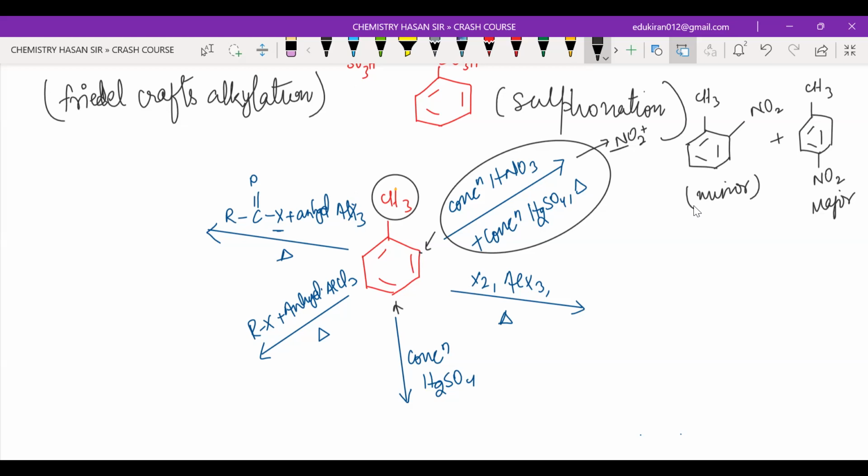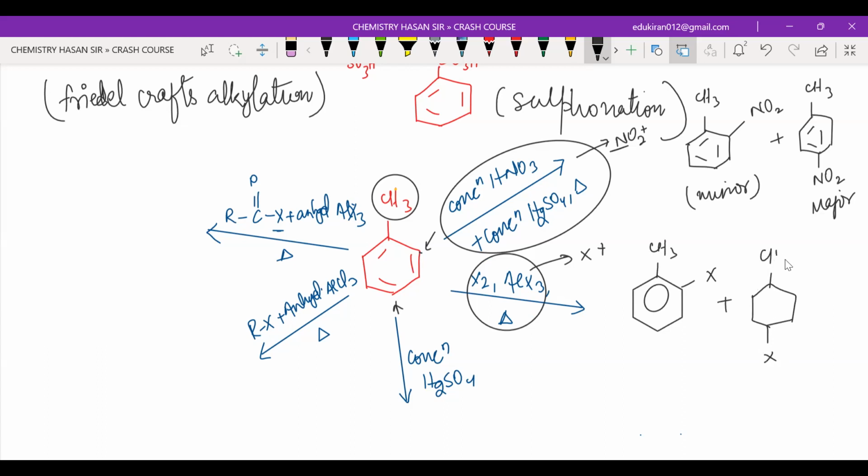Everyone done with this? Yes, sir. So what is the product from here? You can see you have got X plus. So this will be the product with respect to CH3. X will come here, halogenation it is. And with respect to this, we have this.